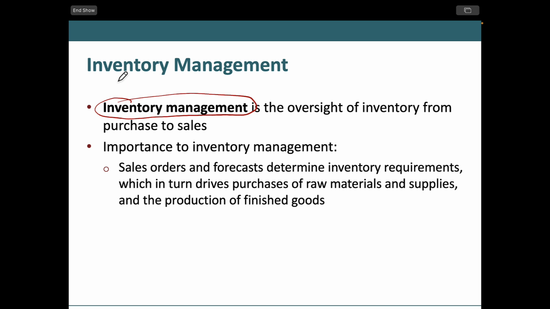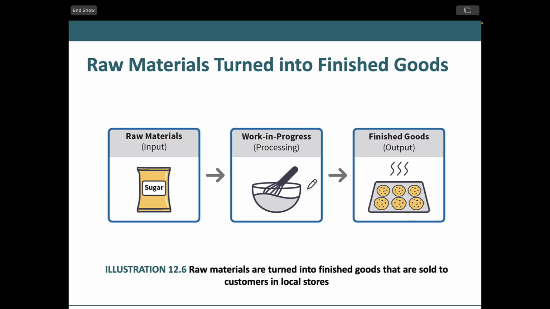So here the importance of inventory management is that sales orders and forecasts determine the inventory requirements, which in turn drives our purchases of raw materials, supplies, and the entire production of finished goods. So this visualization shows you how we turn raw materials into work in process, or WIP, and then into finished goods.